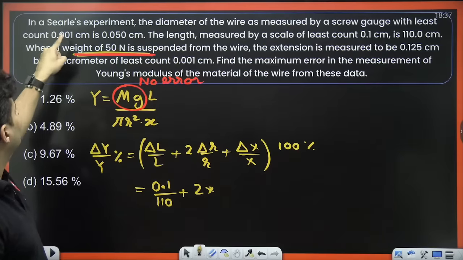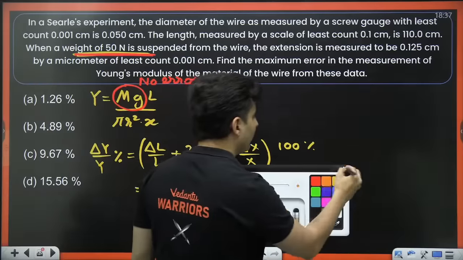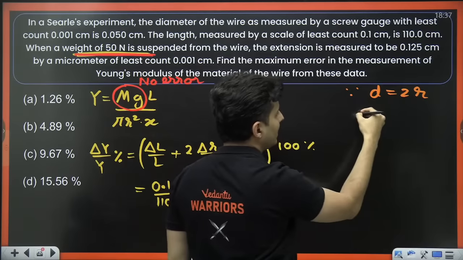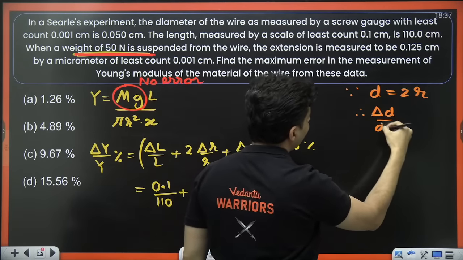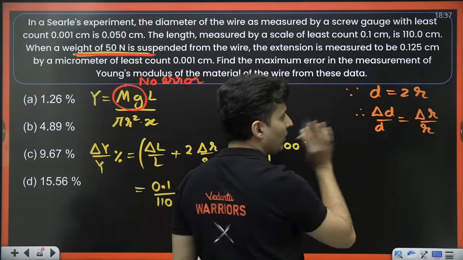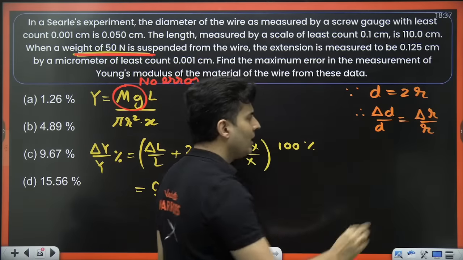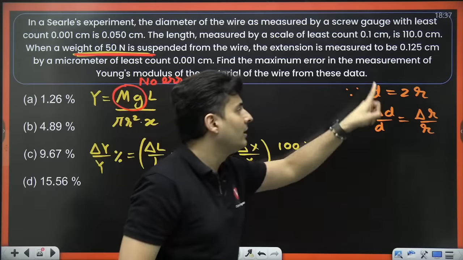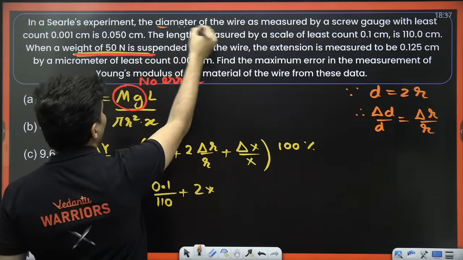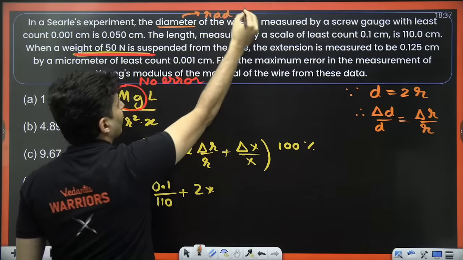Look at it. The diameter is measured to be this much with a least count of this much. Let me tell you over here, since the diameter is 2 times of radius, therefore delta D by D is also delta R by R. That 2 is a constant, it will not come. Okay, so delta D by D is delta R by R. So the relative error in diameter will be same as the relative error in radius. So even if diameter is mentioned, don't worry, you can also use it for radius.